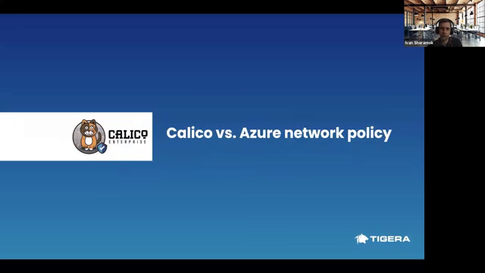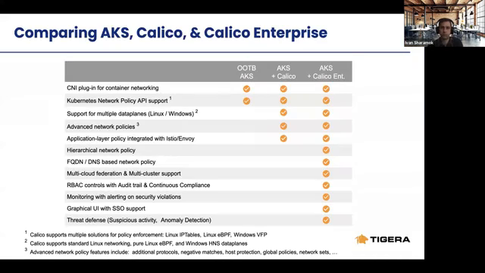Let's take a quick look at comparing Calico to Azure Network Policies. Out of the box, Azure gives you the CNI plugin and full support for the Kubernetes Network Policy API for egress and ingress. On top of that, Calico adds the capability of running on multiple data planes, Linux and Windows. Azure policies are only supported on Linux today.